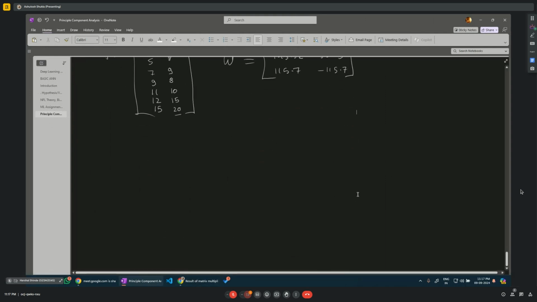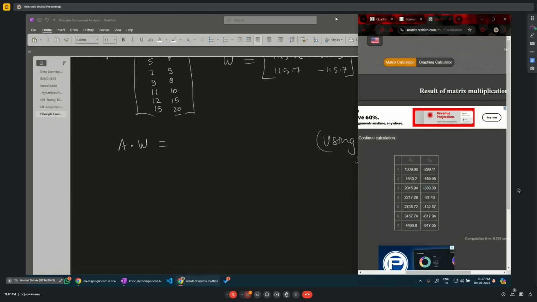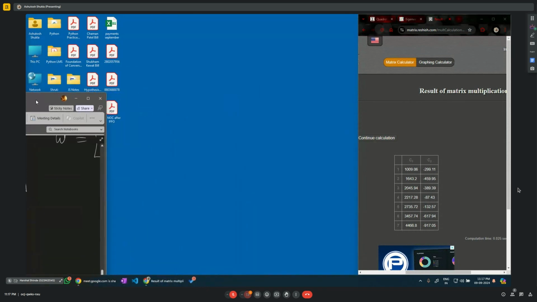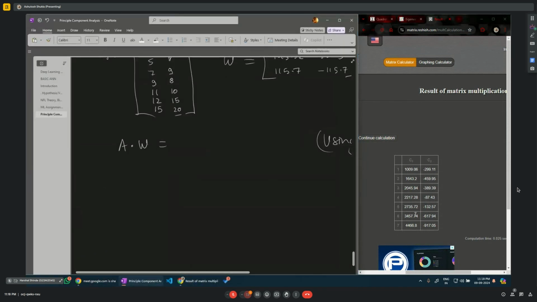We have to find A dot W. So A dot W equals, I'll just make a note here, using an online calculator for the dot product. So basically I'm skipping that step. I'll put it, oh no, it went onto the other monitor. Yeah, over here. So this matrix will come out to be the transformed matrix.